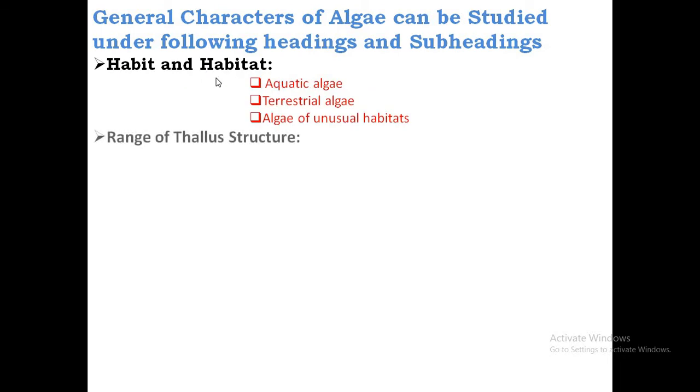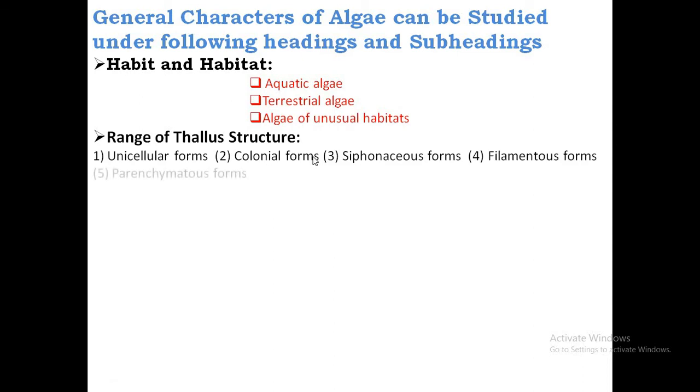General characters of algae can be studied under the following headings and subheadings. Habit and habitat. Based on habit and habitat, algae are divided into the following groups: aquatic algae, terrestrial algae and algae of unusual habitats. Range of thallus structure. There are 5 forms of algae based on thallus structure: 1. Unicellular forms. 2. Colonial forms. 3. Siphonaceous forms. 4. Filamentous forms. 5. Parenchymatous forms.